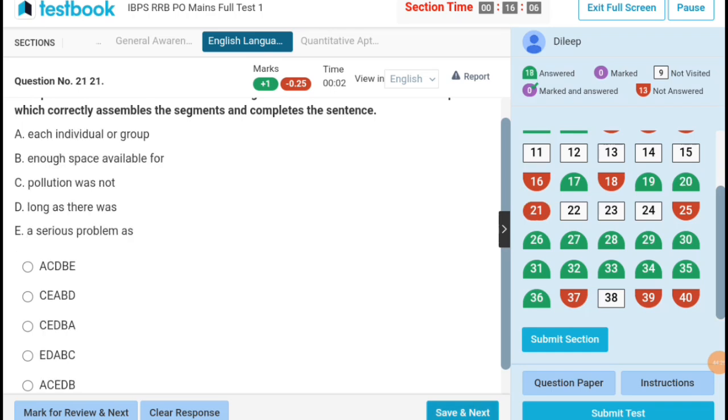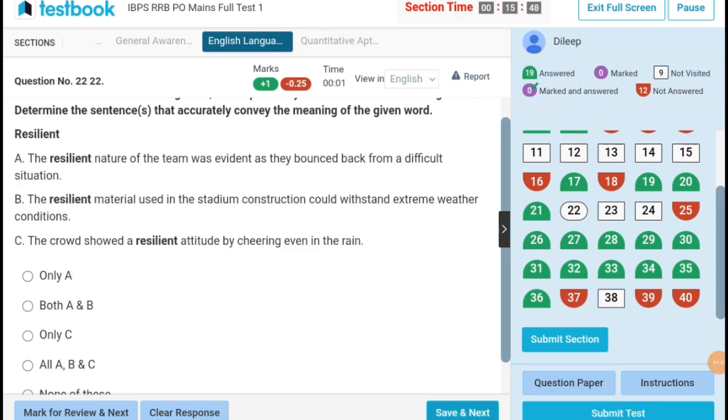Next, pollution was not a serious problem as long as there was enough space available for the group.